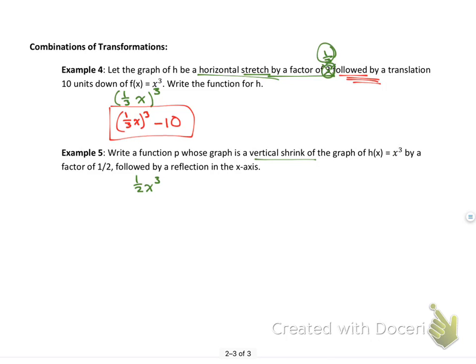But it is followed by a reflection in the x-axis. So because that's followed by a reflection in the x-axis, remember the x-axis means that it goes outside. So we write what we just did again. And then we apply the reflection. Now remember, the reflection is a negative. It goes outside, so it goes in front, and there is the answer.